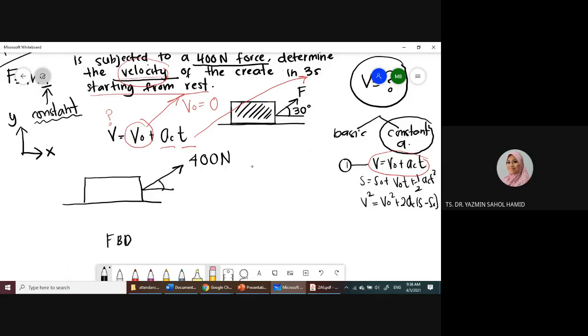Now, usually for a diagram like this, you will have a weight. The weight will be drawn at the center. Some students draw it at the top or at the bottom. Please don't do that. The weight should be at the center and it should be vertically downwards. Now, weight is equal to what? mg. Okay.